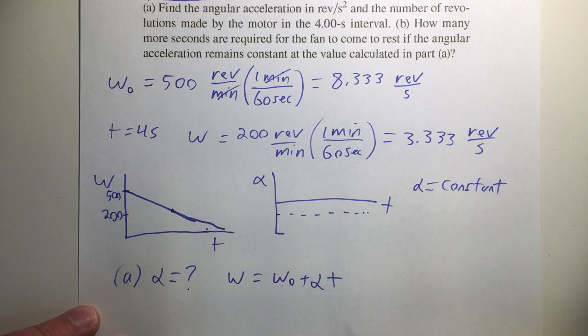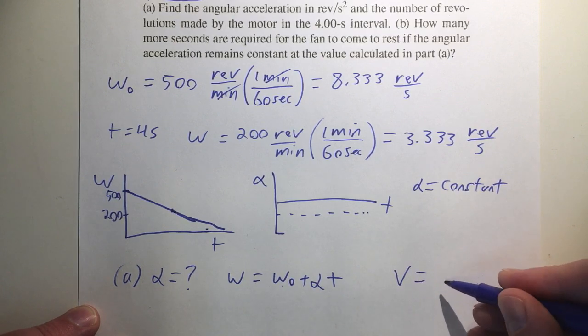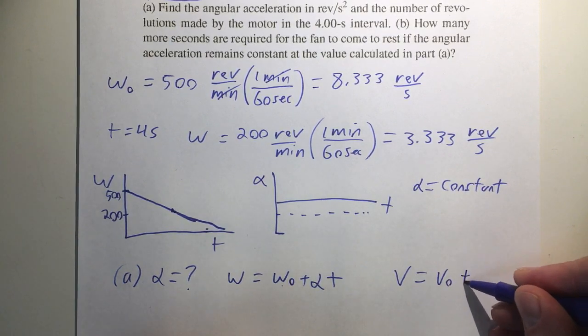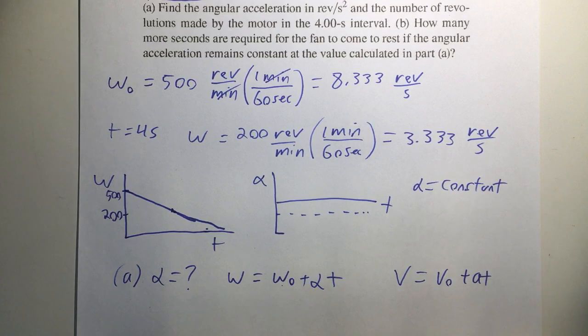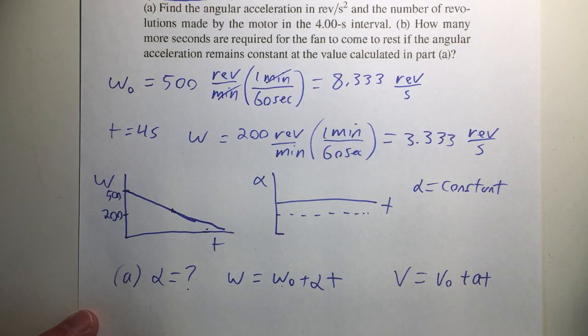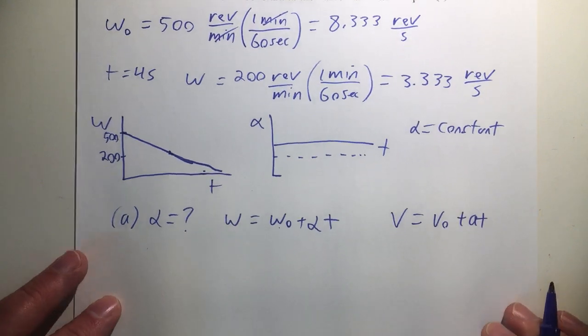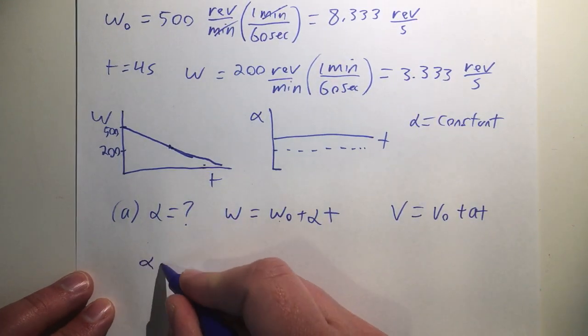This will be useful for solving the problem because I know the initial and final angular velocity and I know the time elapsed. I can solve for alpha. And you should recognize this. This looks a lot like this equation from chapter 2, and it's the same idea here. It still applies for angular quantities. I just need to replace acceleration with angular acceleration and velocity with angular velocity. Okay, so solving this, I can solve this for alpha.